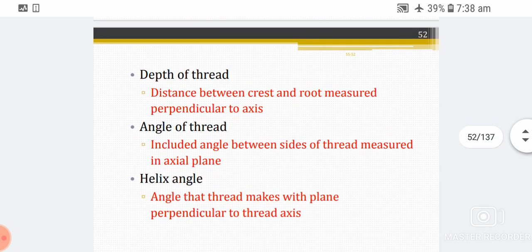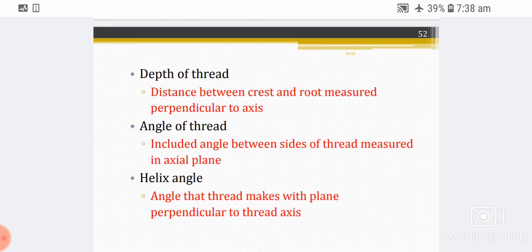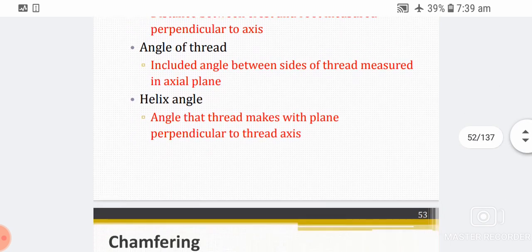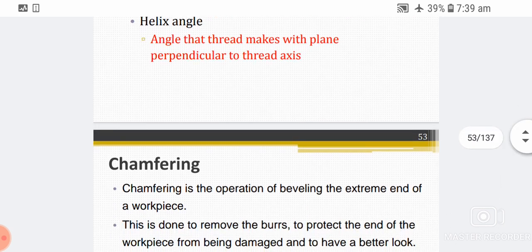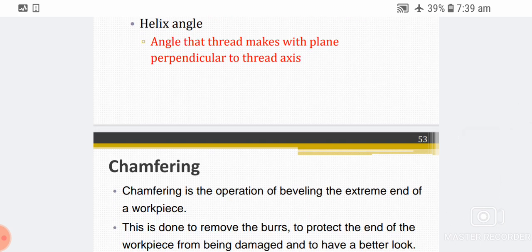Depth of thread: distance between crest and root measured perpendicular to the axis. Angle of thread: included angle between the sides of the thread measured in the axial plane. Helix angle: angle that the thread makes with the plane perpendicular to the thread axis.